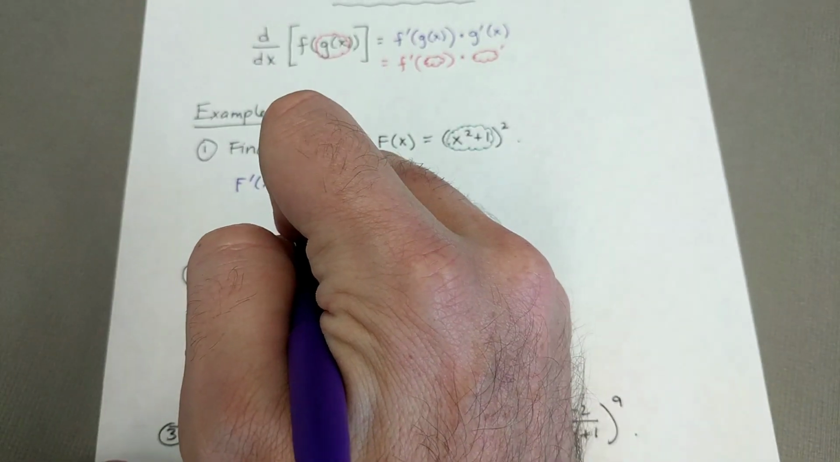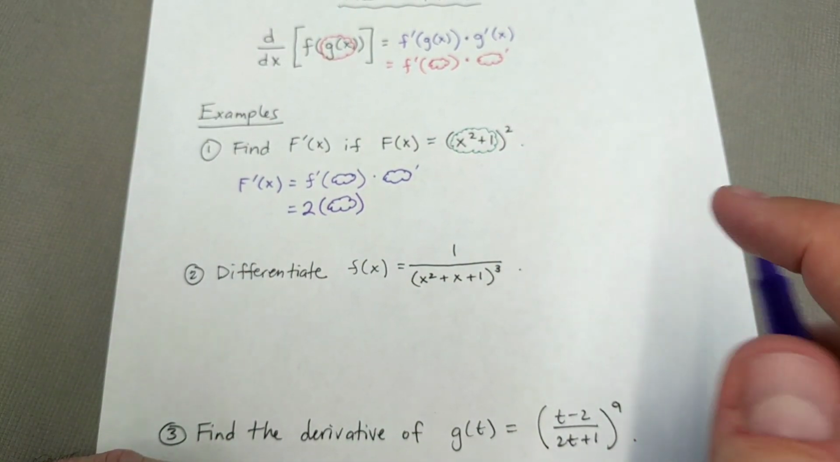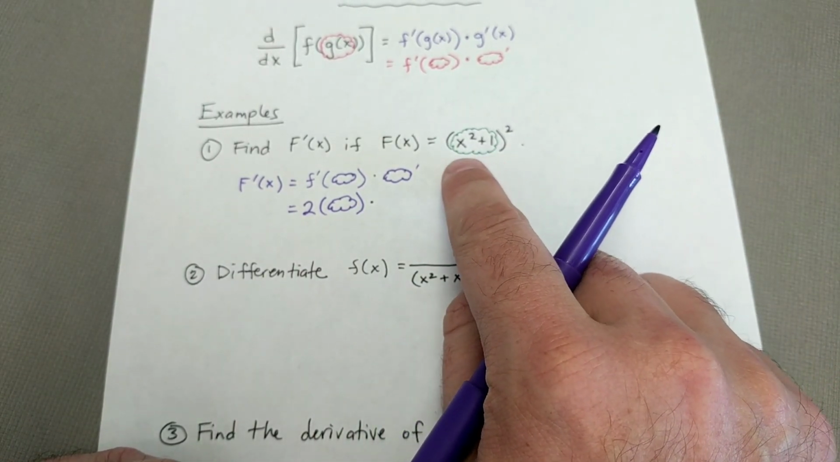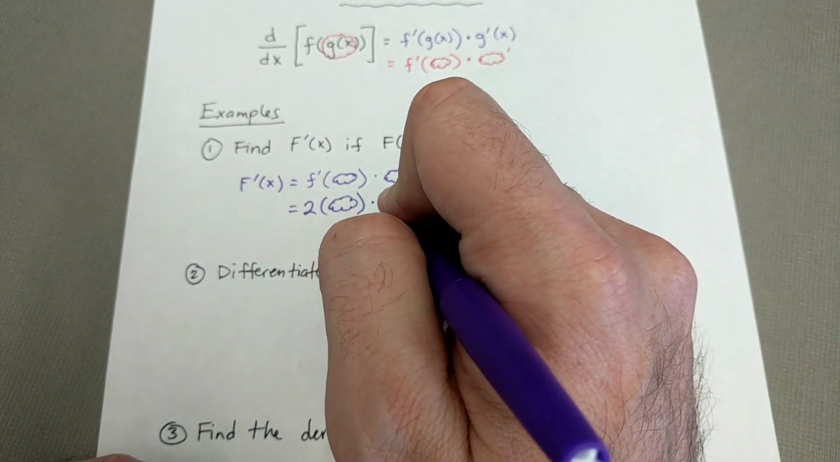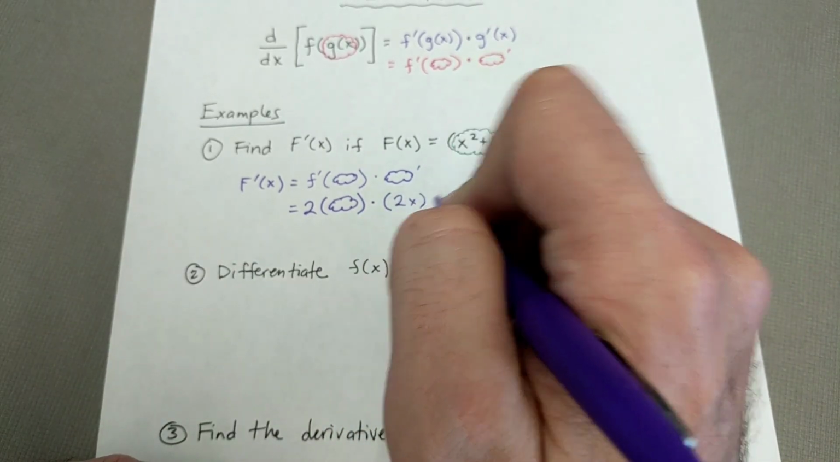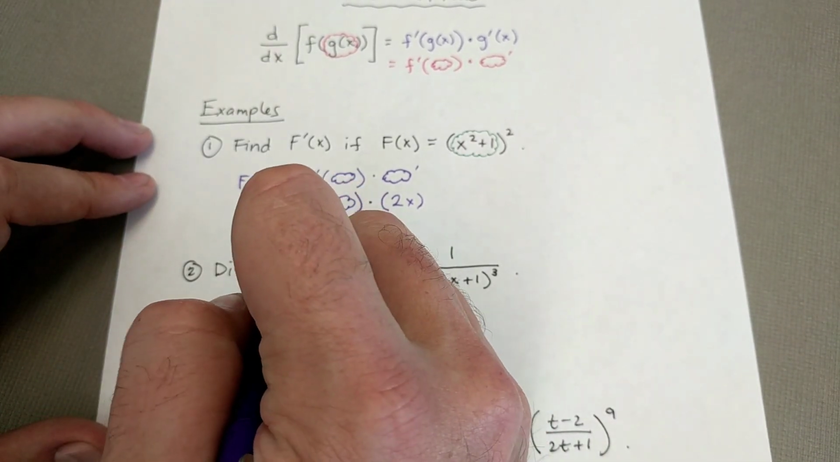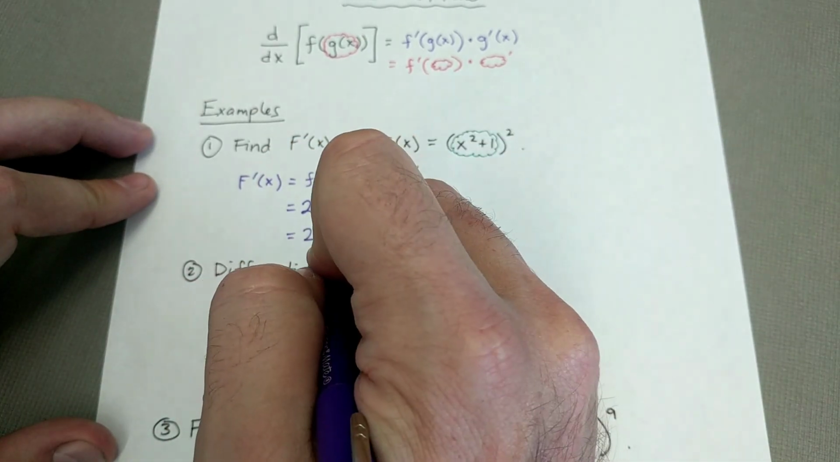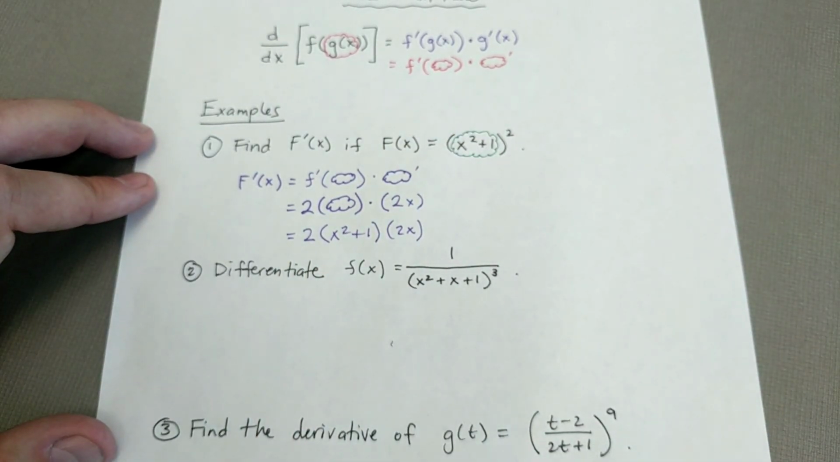So let's write that down. 2 times the something. All right. And then that's going to be multiplied by the derivative of the inside. So now I turn my attention to what is the derivative of x squared plus 1? Well, that's just going to be 2x. All right. And so now we substitute it in. So the blob instead is 2 times x squared plus 1 times 2x. And you can leave it like that. You can also simplify it.